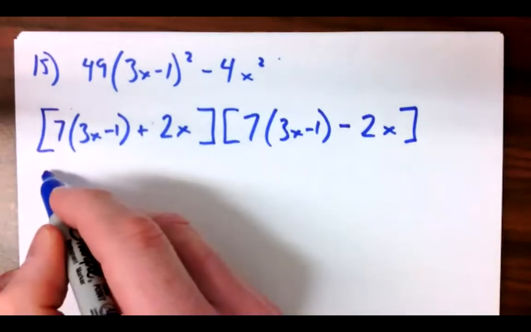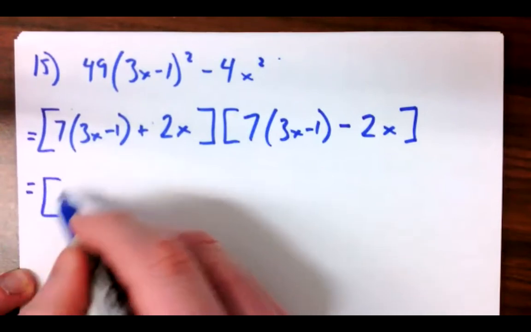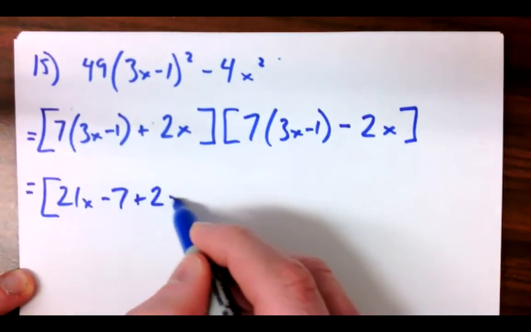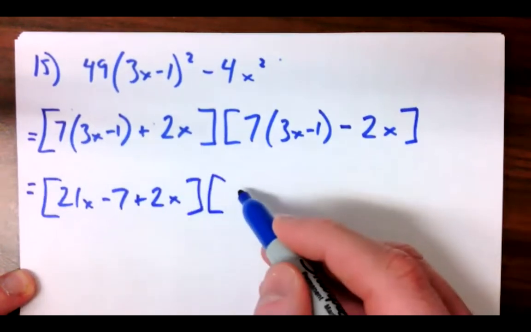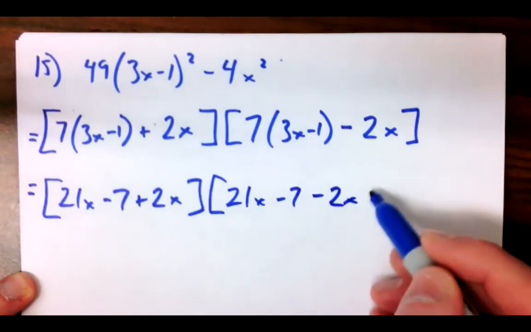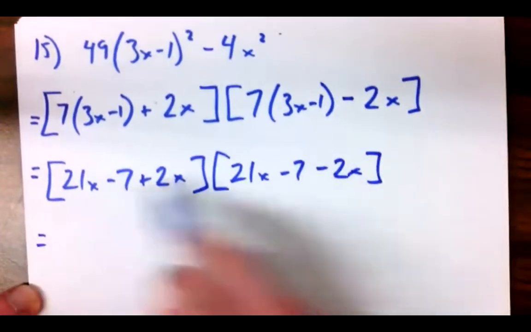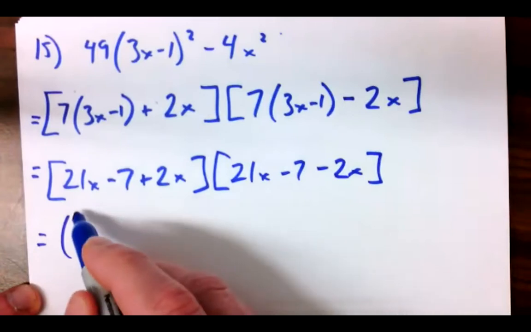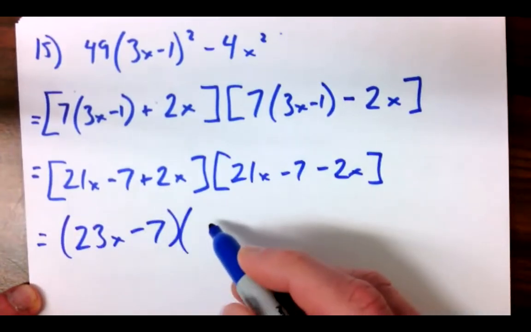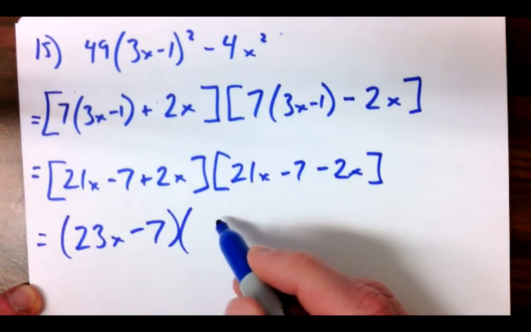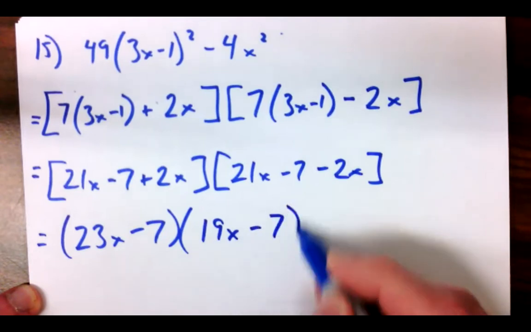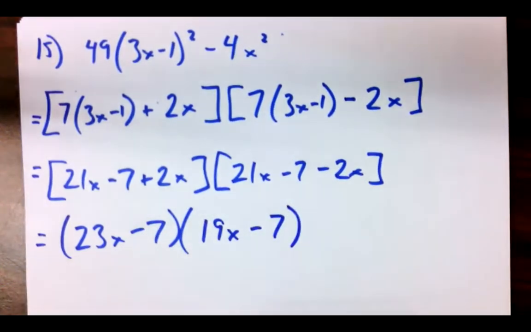So now we want to resolve those brackets. 7 times 3x, 21x minus 7 plus 2x. 21x minus 7 minus 2x. I don't know why I stayed with the square brackets, doesn't matter. 21 plus 2 is 23x minus 7. When I say it doesn't matter which ones you use, you're better off being consistent, which I have an issue with in my own personal practice. There's your final answer.